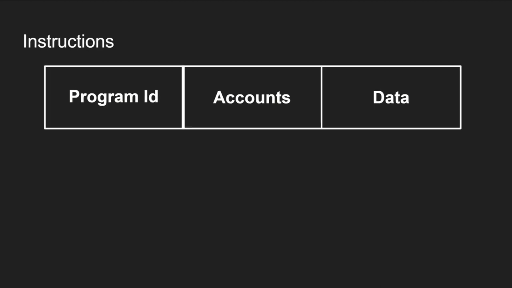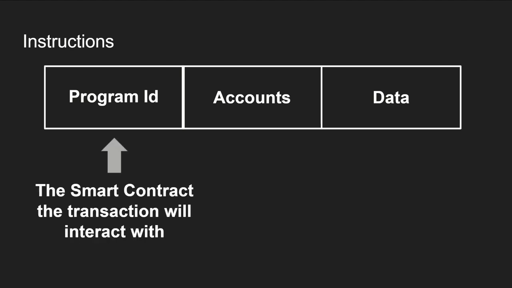So if we break into instructions, we see that the instructions object has three pieces. It has a program ID, accounts, and data. The program ID is the ID of the smart contract that we saved on the Solana network. So this is actually important. This is something we'll have to include in the front end.